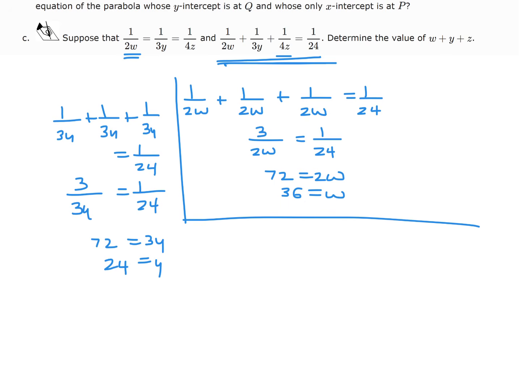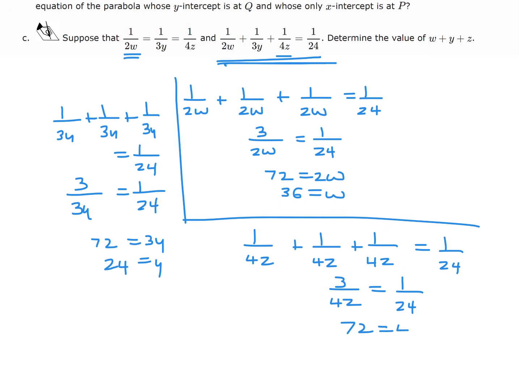And then finally, the z guy. 1 over 2w is equal to 1 over 4z, 1 over 3y is also equal to 1 over 4z, and then you have 1 over 4z is equal to 1 over 24. So this is 3 over 4z is equal to 1 over 24. 72 is equal to 4z, and therefore z this time would be 18. And then finally, they want w plus y plus z. So w is 36, y is 24, and z is 18. So 36 plus 24 plus 18 is 78.